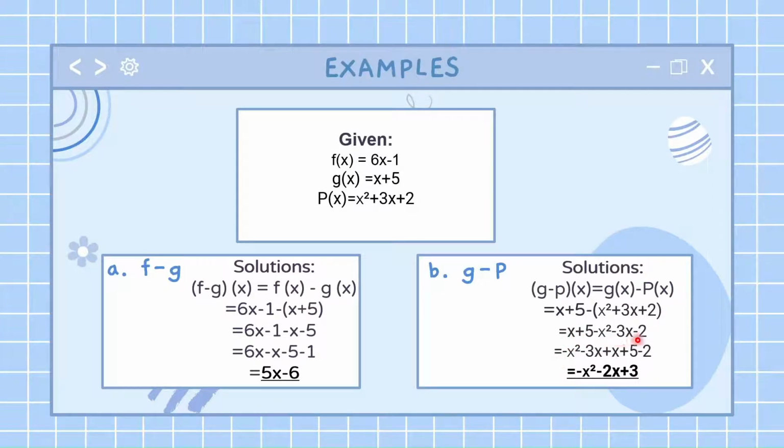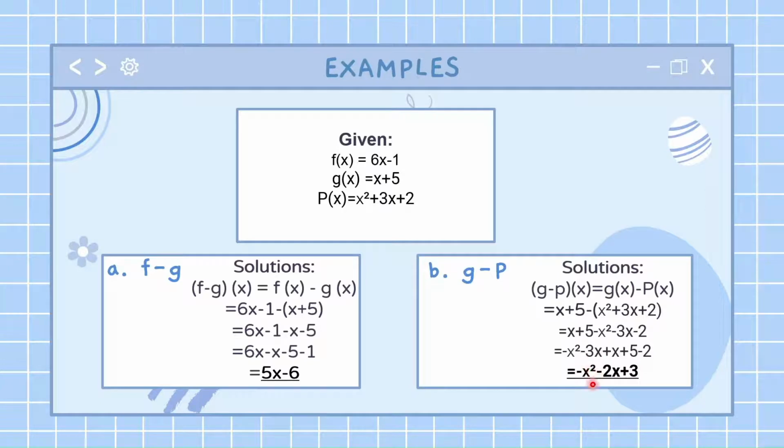How about negative 3x? Is there anything that we can combine, or any like terms with negative 3x? Yes, there is. It is x. Simply x. Just put that together with negative 3x here. And last but not the least, let us combine positive 5 and negative 2 in the latter part. So, simplify. Negative x squared minus 3x plus x plus 5 minus 2.